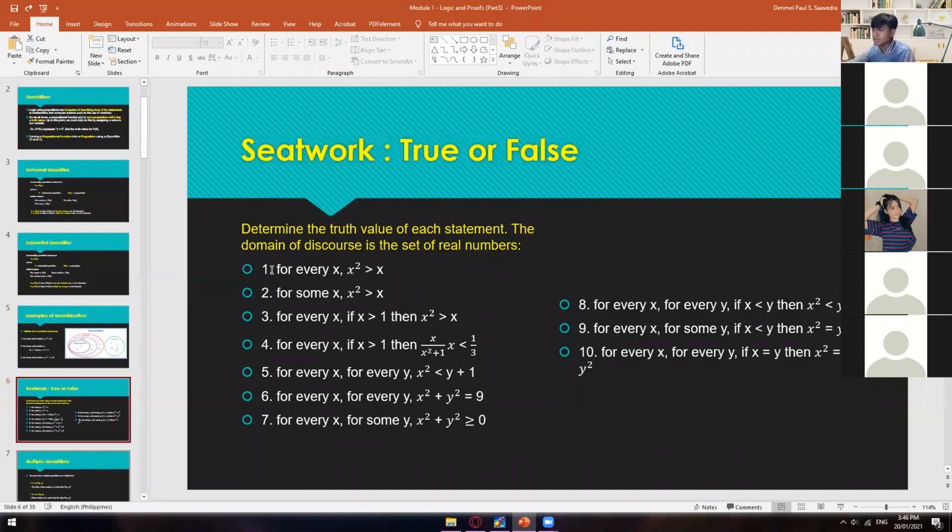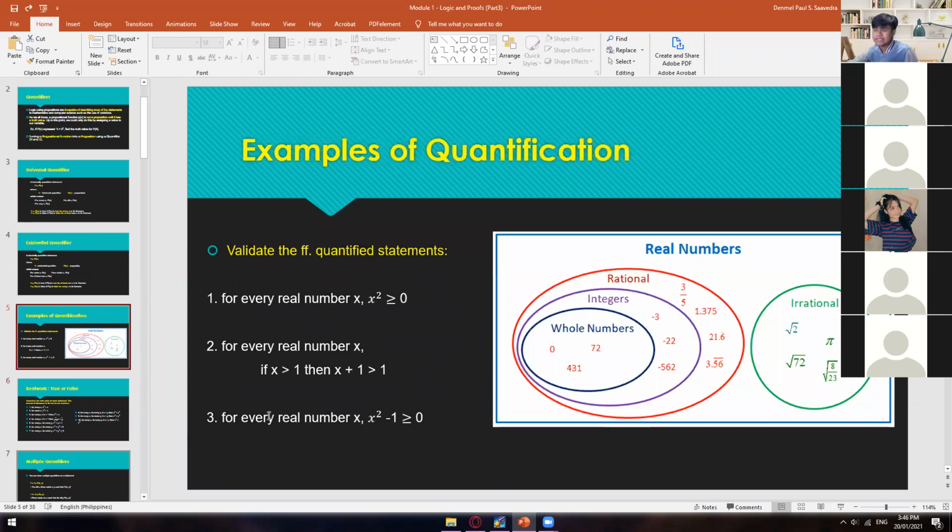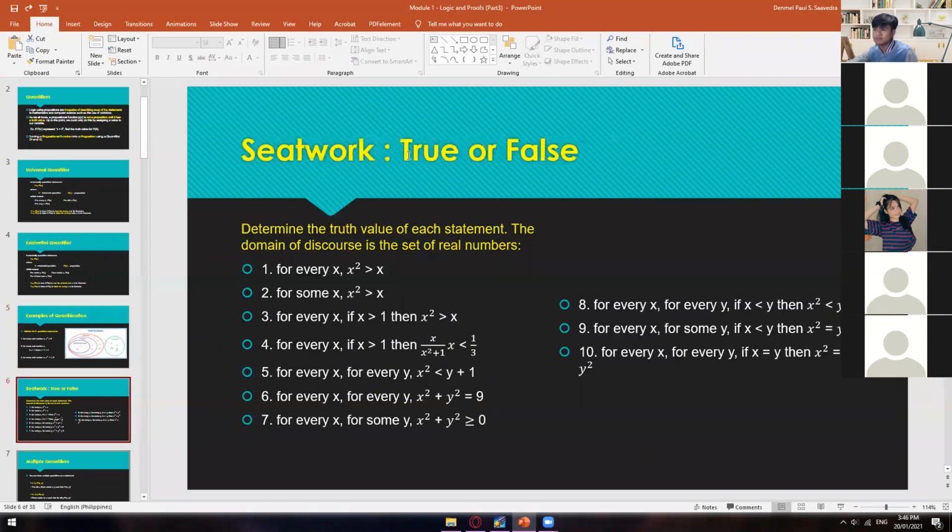This one is only answerable by true or false. Supposedly, if we were in a face-to-face format, I would ask you to give a counterexample if this one is false. But since we are in online distance learning, I will only require you to answer using true or false. You don't need to defend your answer if it is false. Just like what we did on the first 3 examples, answer with true or false. Are we clear so far?